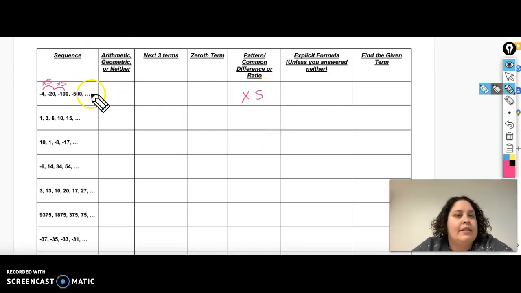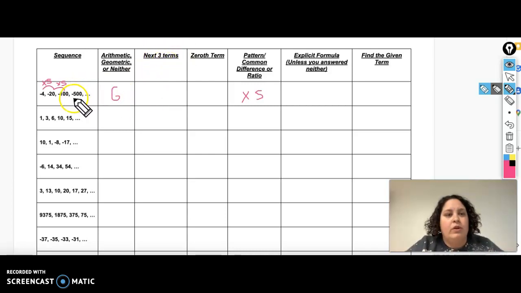Okay, perfect. Now, the next thing I'm going to do is tell me whether it's arithmetic, geometric, or neither. Well, again, arithmetic is adding and subtracting. Geometric is multiplying and dividing. So I know that it is geometric. And then my next three terms. So I'm going to continue multiplying by 5.